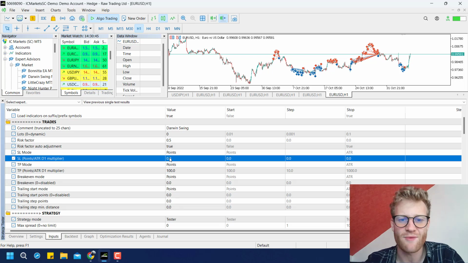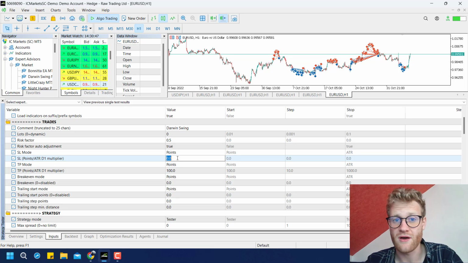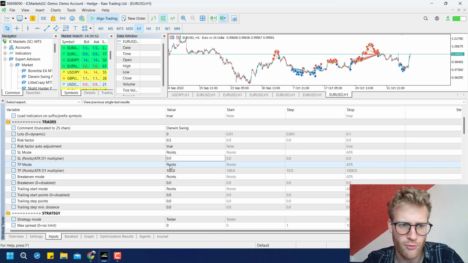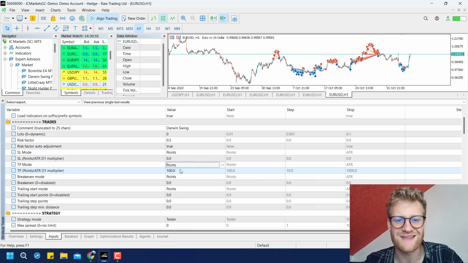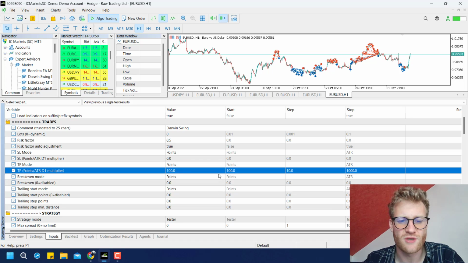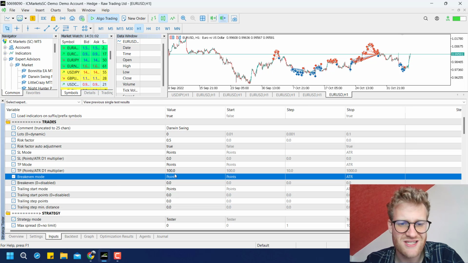As soon as you see something that places trades without an SL, you can be pretty sure it's a high risk program. Then we have the TP mode. Here we can also choose between points and ATR. The default value is points, and we choose 100 points here. So I will just leave it as it is.